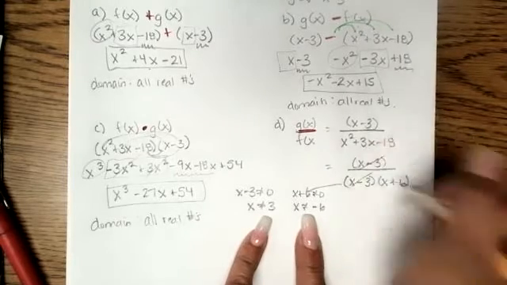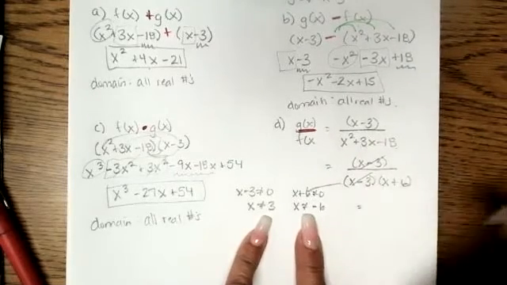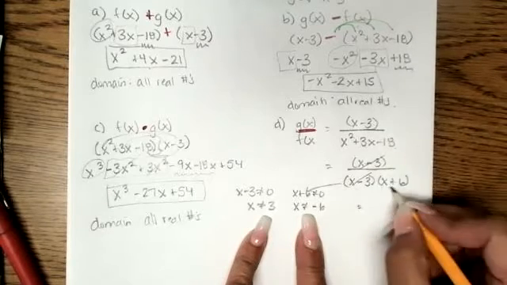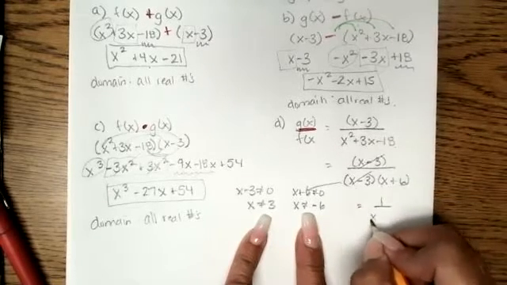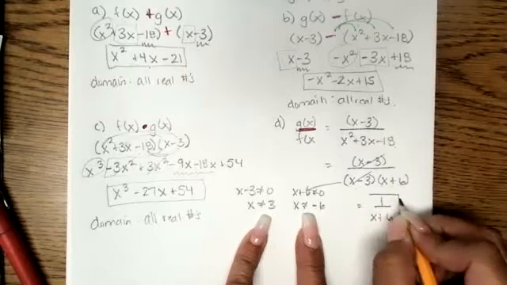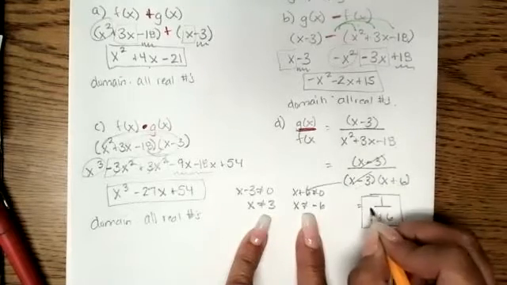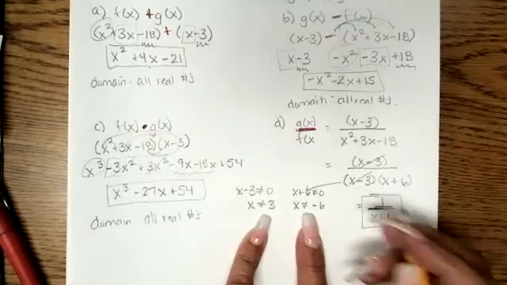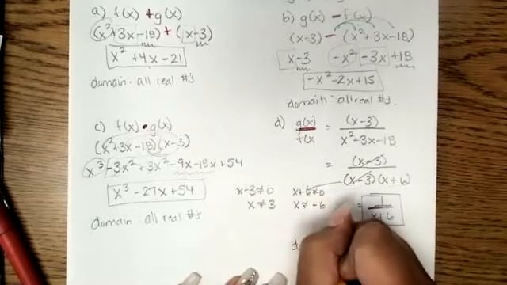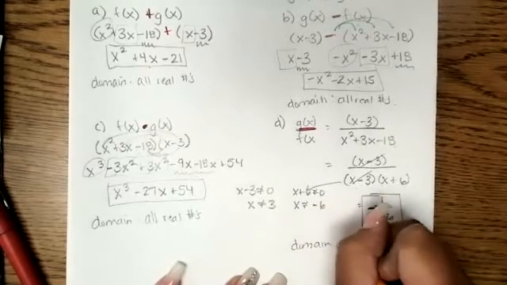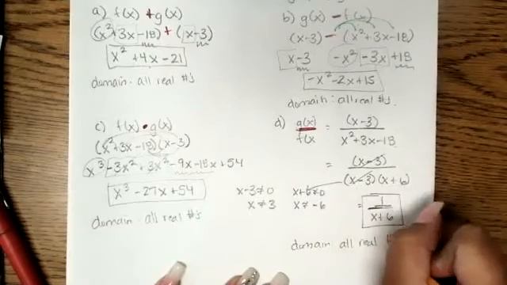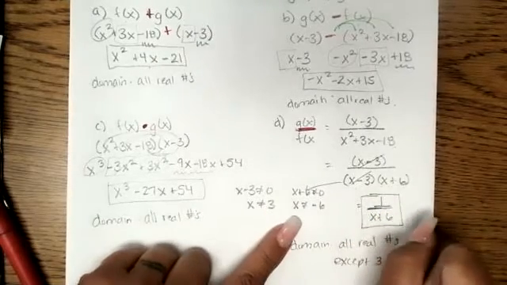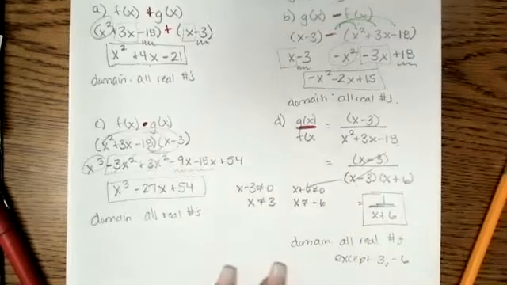And here the x minus 3's cancel. Now, if you put x plus 6 as your solution, that is incorrect because the x plus 6 is a denominator. It's like saying 3 is equal to 1/3. No, it's not. The x plus 6 has to be in the denominator. And now my domain is going to be all real numbers except 3 and negative 6.